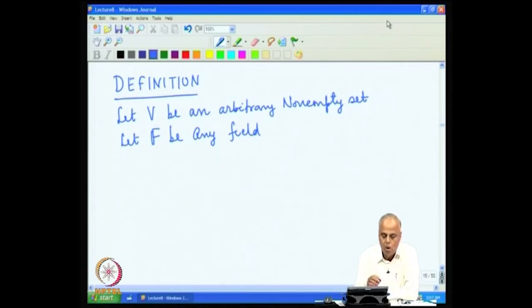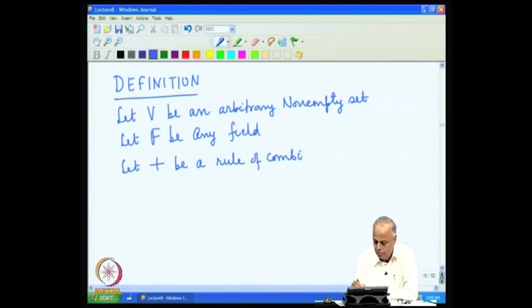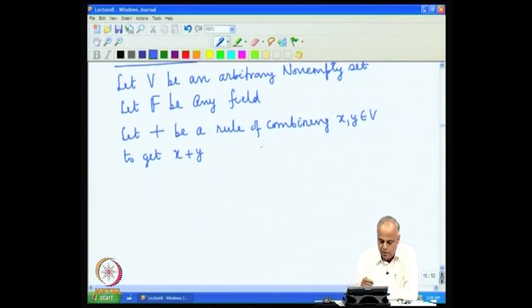Then we had two operations, addition and scalar multiplication. So, let plus be a rule of combining x, y in V to get x plus y. What we get, the result we will denote by x plus y. Such a thing is called a binary operation. And then let dot, the scalar multiplication, we will denote by dot, after some time we will stop writing the dot also.